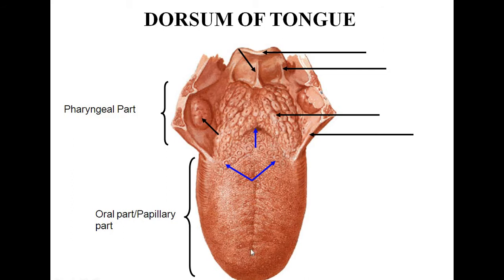The dorsum of the tongue has two parts. The anterior two-thirds is called the oral or papillary part, which is present mainly in the oral cavity. The posterior part is the pharyngeal part, the posterior one-third present in the pharynx region. These two parts are separated by a sulcus called the sulcus terminalis, which is in the form of an inverted V, and its two limbs are directed downward and forward up to the palatoglossal fold.